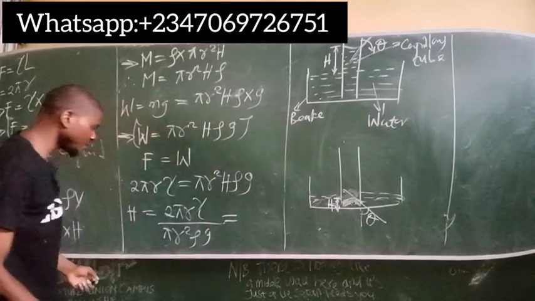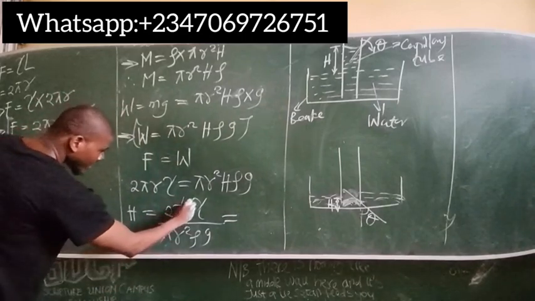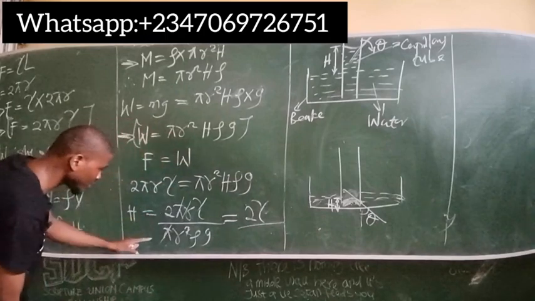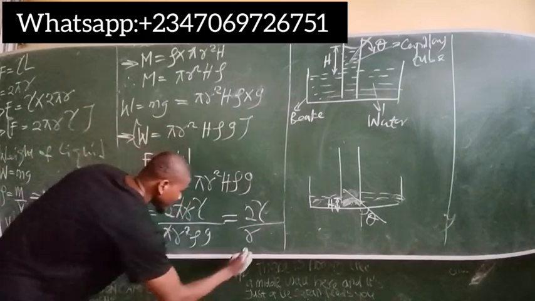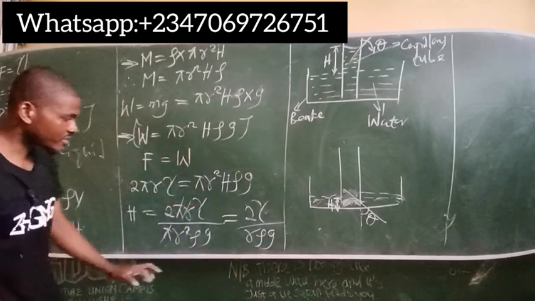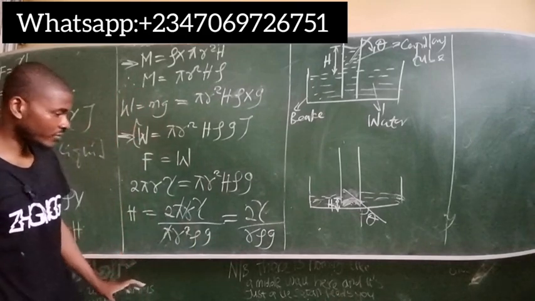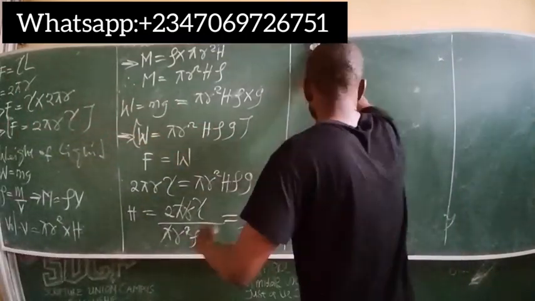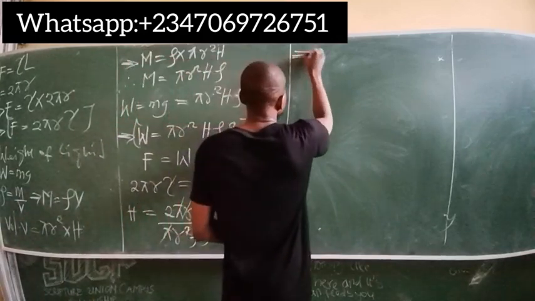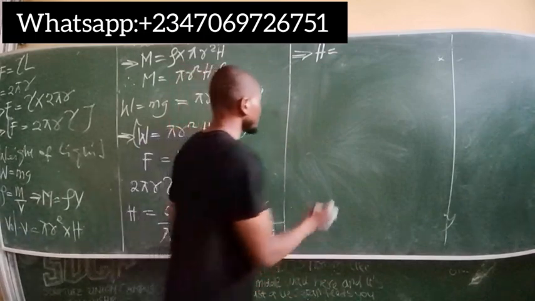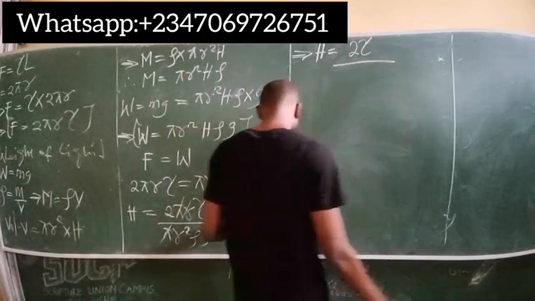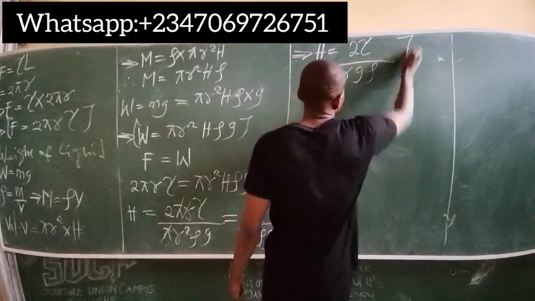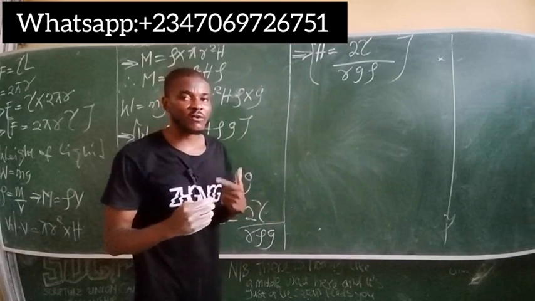From here, it is clear that we can cancel pi. We have r here, and r can also go into one of these r's. So you're simply left with 2 times surface tension coefficient all over r times density times gravity, where r is the radius of the tube, density is of course the density of the fluid involved, and gravity remains 9.81. So the variation in height h is equal to 2 times surface tension coefficient all over radius times gravity times density.